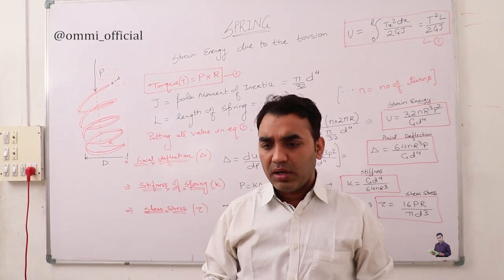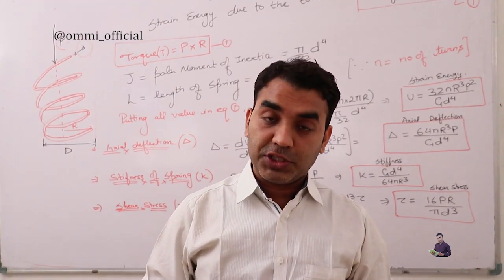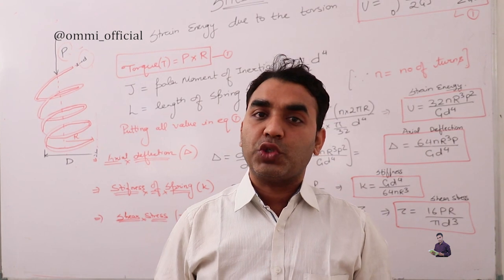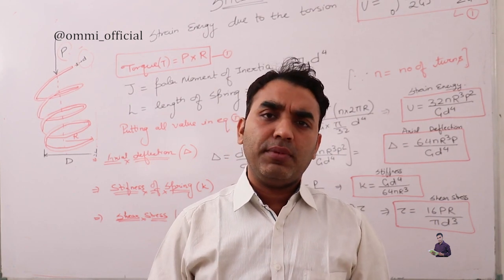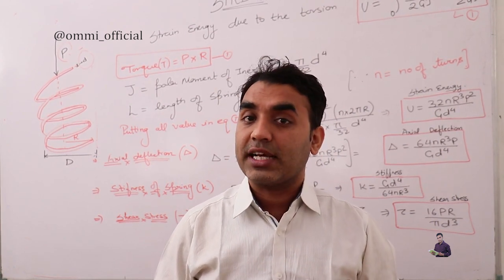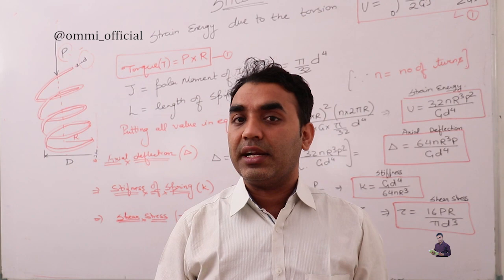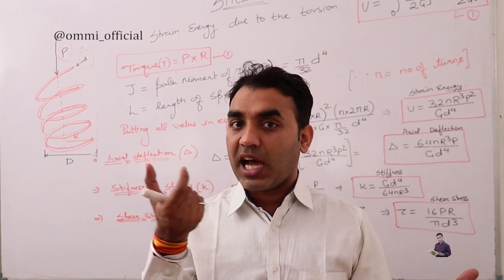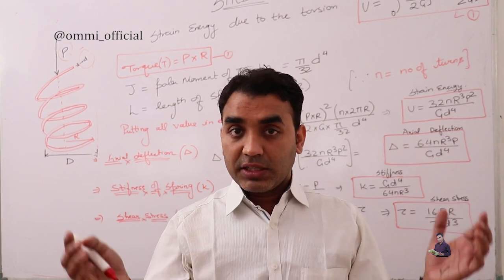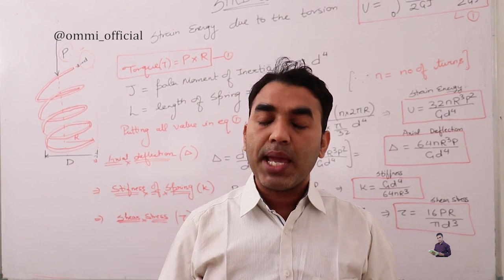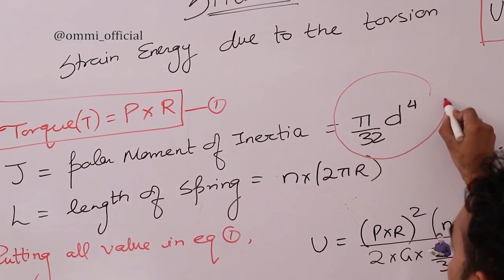Now if you go with the principal stress and strain formulas, we use the perpendicular axis theorem and parallel axis theorem. In the perpendicular axis theorem, we know that Izz should be equal to Ixx plus Iyy, and as we know the moment of inertia for a circular section is pi by 64 d to the power 4. So Izz equals Ixx plus Iyy, meaning pi by 64 d to the power 4 plus pi by 64 d to the power 4, the summation of both gives the resultant pi by 32 d to the power 4, and that's the reason J should be pi by 32 d to the power 4.